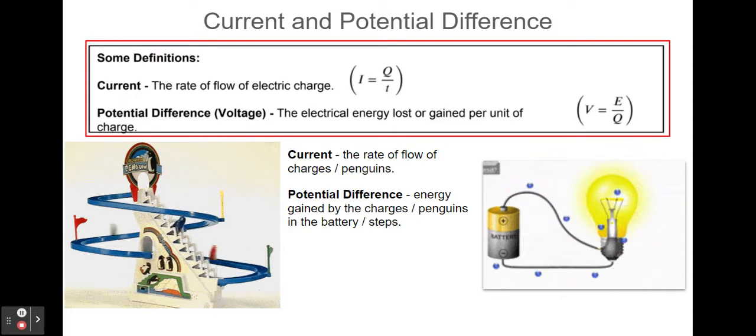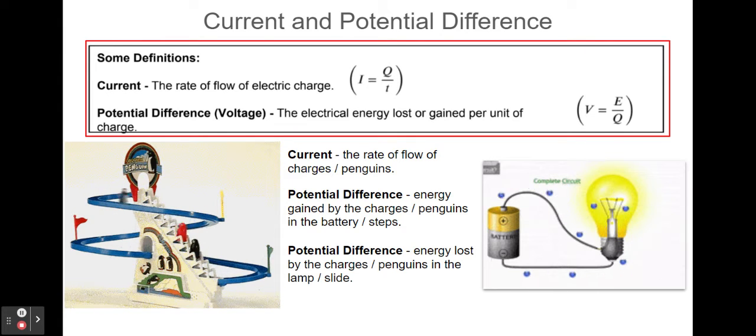And then they slide down the slide and they lose that amount of electrical potential as they go around the circuit. So the battery is like the steps, the penguins are like the charges, and the slide is like the circuit itself. Whichever way we're looking at it, the potential in is the same as the potential out. So if we were to measure the amount of potential energy the penguins gain going up the steps, that's the same as the amount of potential energy they lose as they slide down the slide.